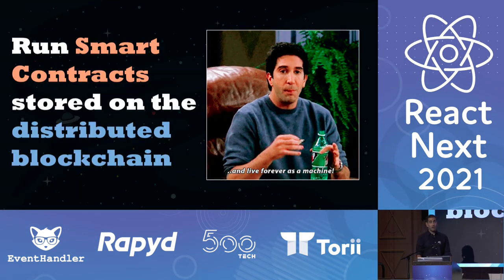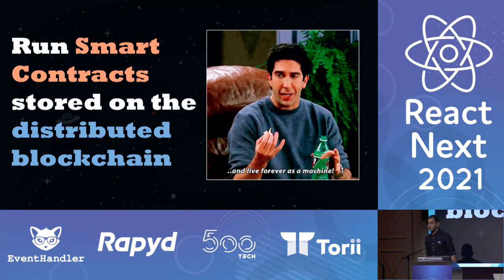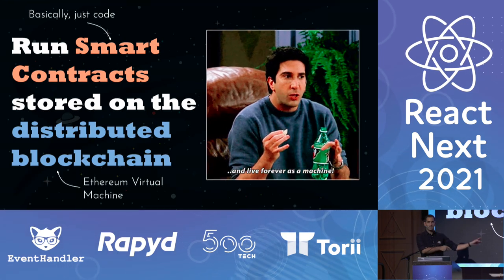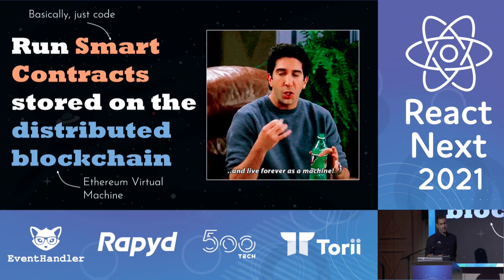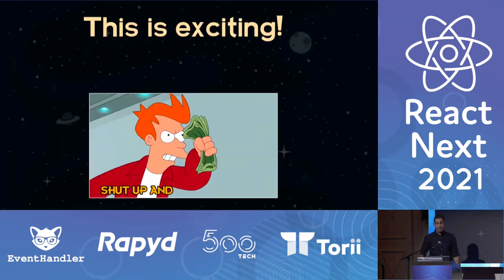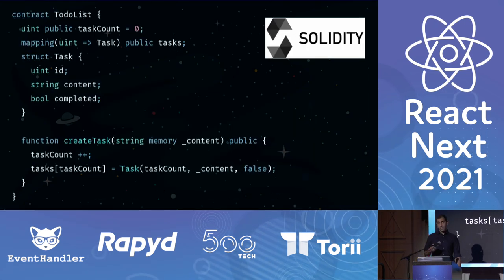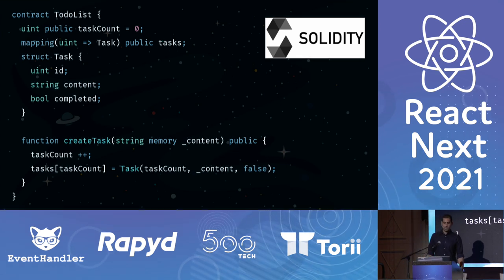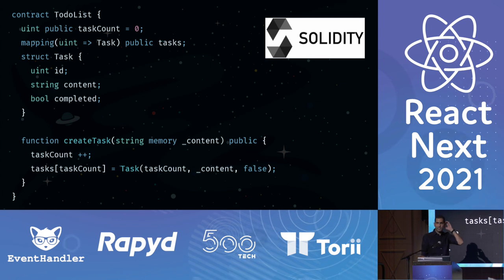This is going down the rabbit hole. You can run smart contracts stored on the distributed blockchain. And basically, smart contracts are just code. We'll see it's very similar to JavaScript. And the distributed blockchain that we mostly use is the Ethereum Virtual Machine. This is very exciting. You can write smart contracts in a language called Solidity, if you want to deploy it on the EVM, the Ethereum Virtual Machine. And look how similar it is to JavaScript, right? It's pretty easy to pick it up.